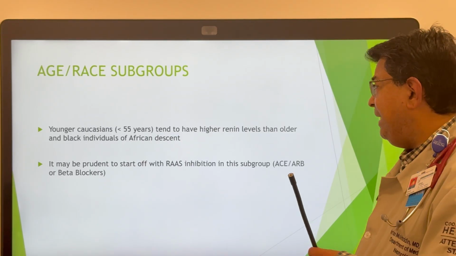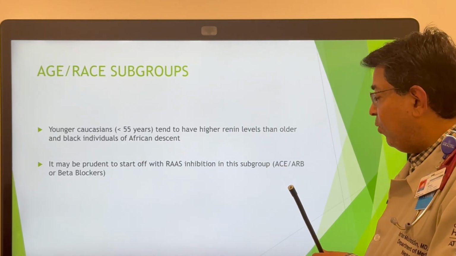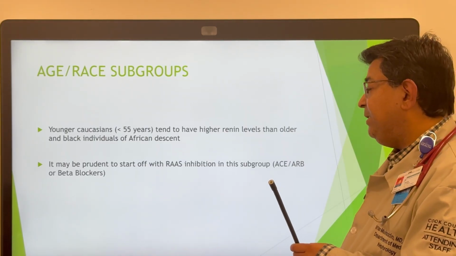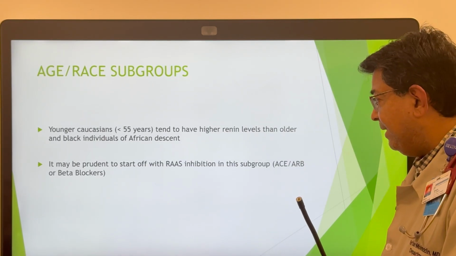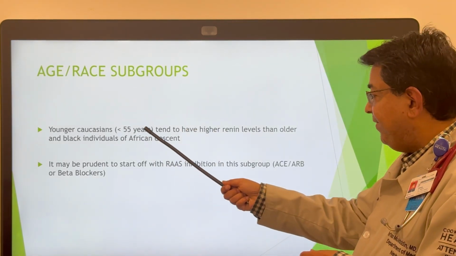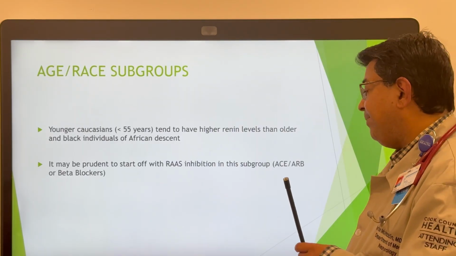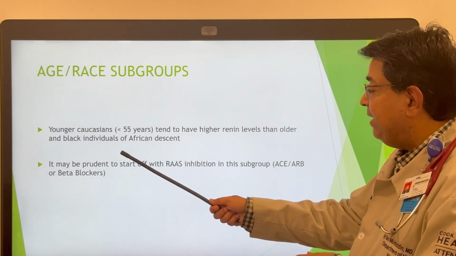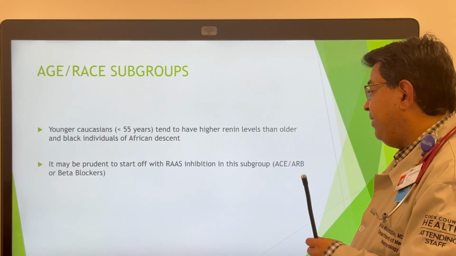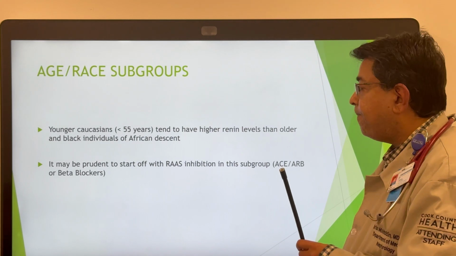There are certain age-race subgroups that have been shown in hypertension studies. The one that I try to remember is that younger Caucasians, less than 55 years, tend to have higher renin levels than older and Black individuals of African descent. And in these patients, it may be prudent to start off with RAS inhibition or beta blockers. Next slide.